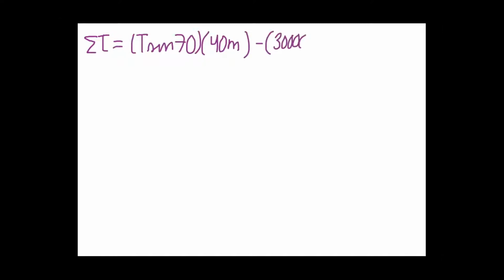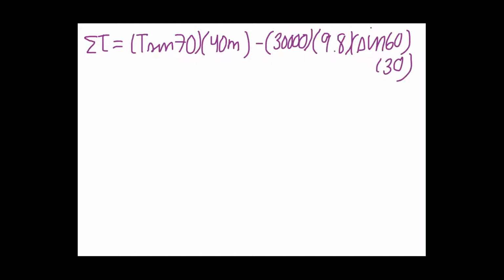Putting this together now, I have the sum of the torques is equal to my positive T sine of 70 degrees, which we calculated, times 40 meters, minus my 30,000 kilograms, 30,000 times 9.8 times sine of 60, and that is times 30 meters.